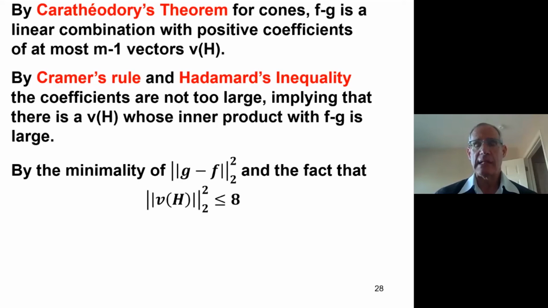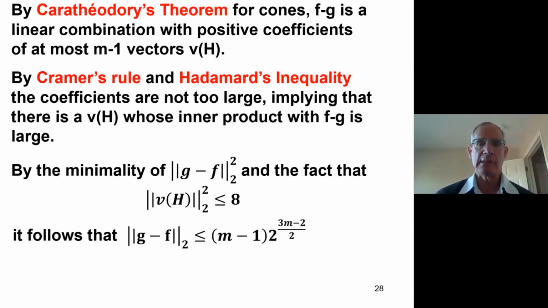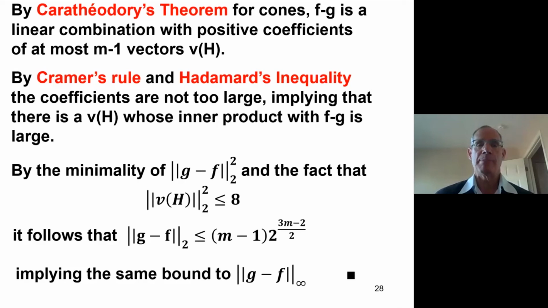But we know that this h star was the one that gave the optimum. So if we just work out the details, then it will imply that the L2 norm of this difference is at most what is written here. And here I'm not showing the computation, which can be done. And this basically implies the same bound for the L infinity norm. So this is how it goes.